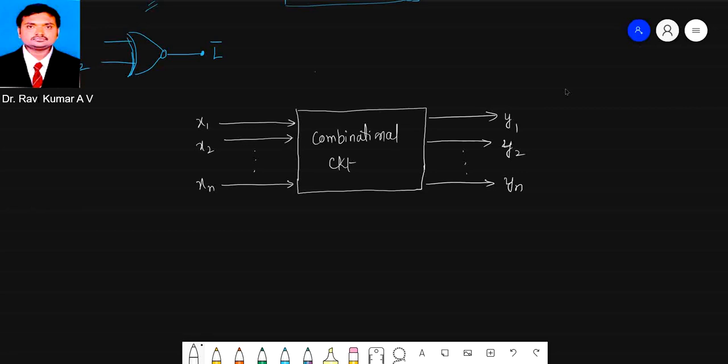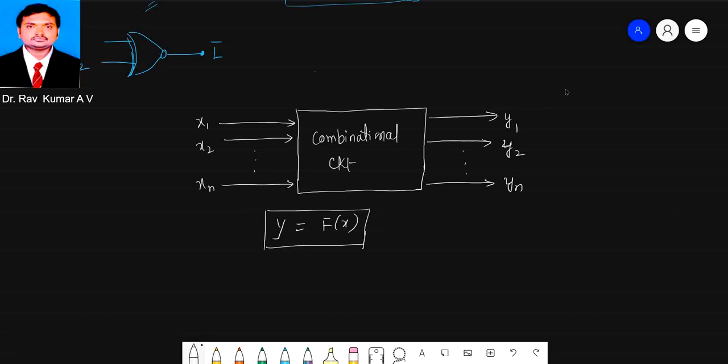Whenever, as I said, your output depends directly on the input, y always depends upon your x with the function of the combinational circuit. So I can write the expression y is equal to f of x. Whatever the x is, y is equal to the function of x.